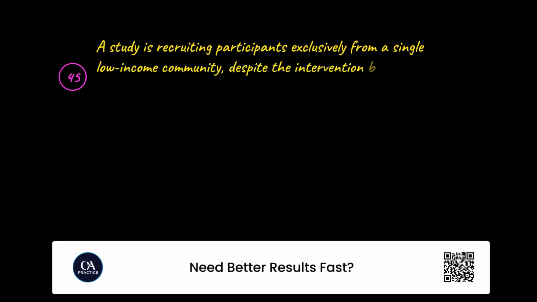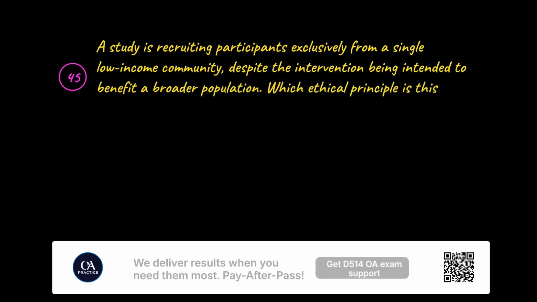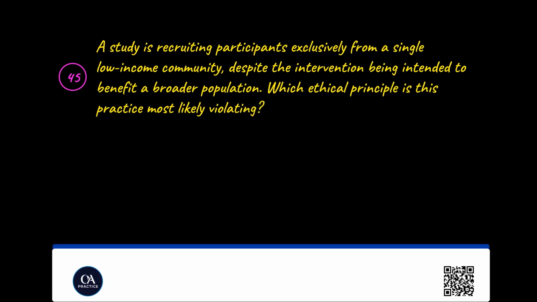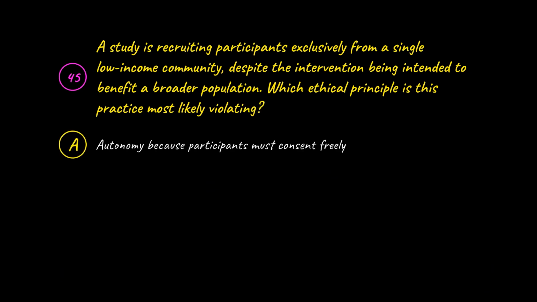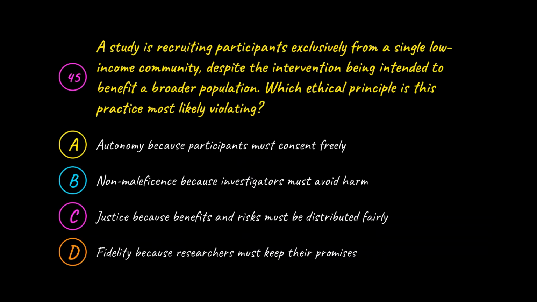Question 45. A study is recruiting participants exclusively from a single low-income community, despite the intervention being intended to benefit a broader population. Which ethical principle is this practice most likely violating? Your options are A. Autonomy, because participants must consent freely. B. Non-maleficence, because investigators must avoid harm. C. Justice, because benefits and risks must be distributed fairly. D. Fidelity, because researchers must keep their promises. Pick one. Trust your gut. Here's your chance to test yourself.